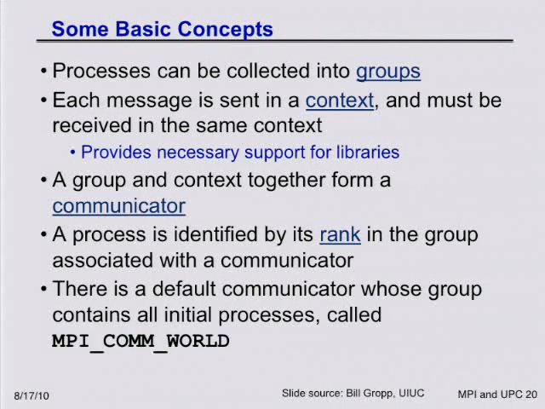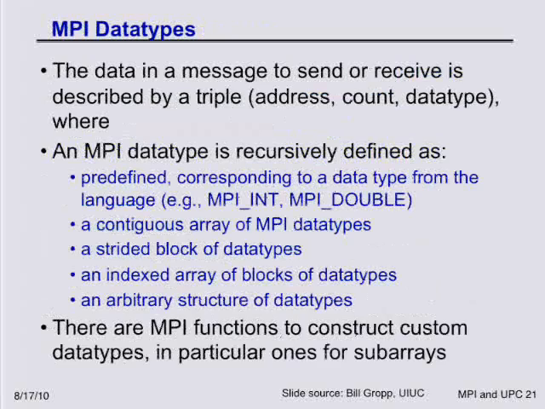MPI COMM WORLD is one of these communicators that's defined by default as all of the processes in the system. And so simple applications are just going to use MPI COMM WORLD and not worry about dividing up into other communicators. But this is the more general case.